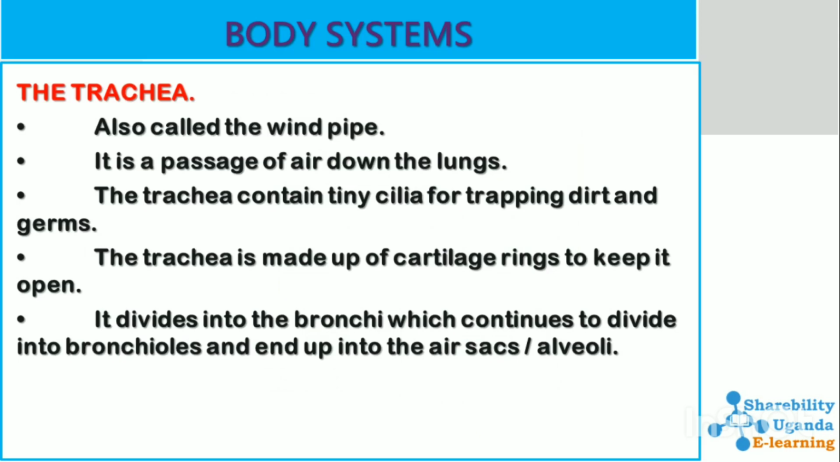Then we have what we call the trachea, also called the windpipe. It is a passage of air down to the lungs. The trachea contains tiny cilia for trapping dirt and germs. The trachea is made up of cartilage rings to keep it open. It divides into the bronchi, which continue to divide into bronchioles and end up in the air sacs or alveoli.